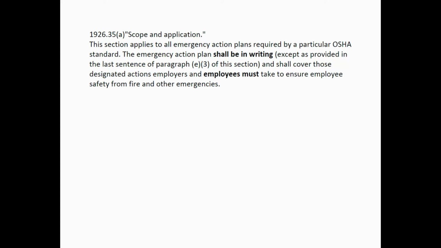This is what writing looks like. This is what talking looks like. The emergency action plan shall be written down and legible and shall cover those designated actions employers and employees must take to ensure employee safety from fire and other emergencies.